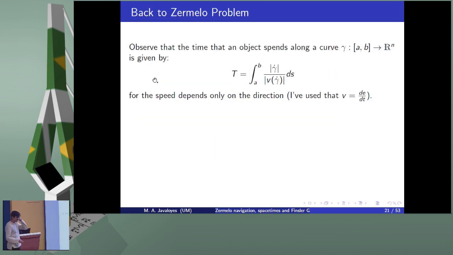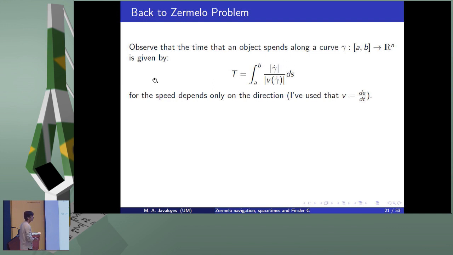So let's go back to the Zermelo problem. Let's try to understand how you can use Finsler geometry, this geometry that I've just introduced, in order to study the Zermelo problem. Well, you have to measure the time because we want to minimize the time.